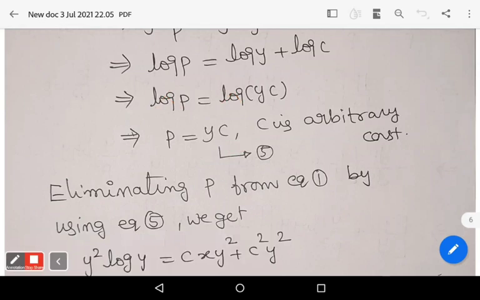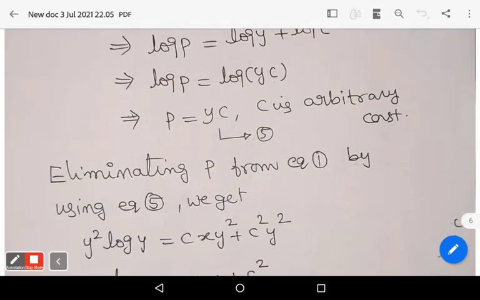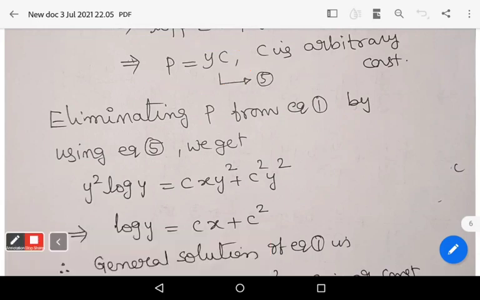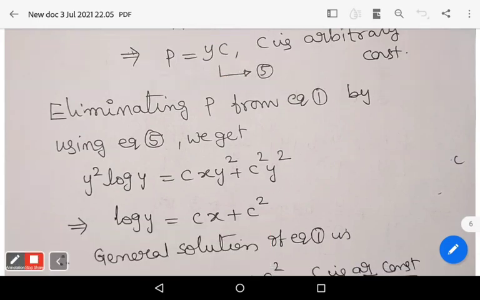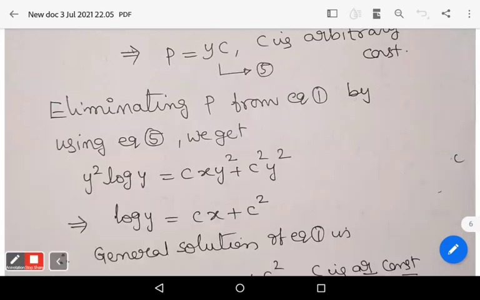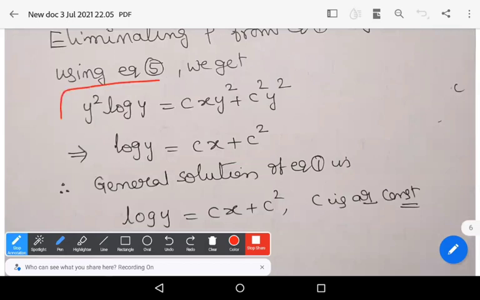Eliminate p from equation 1 by using this equation 5. So replace p by yc in equation 1. We get this equation. y square log y is equals to cxy square plus c square y square.